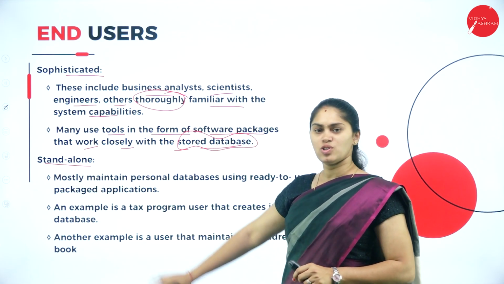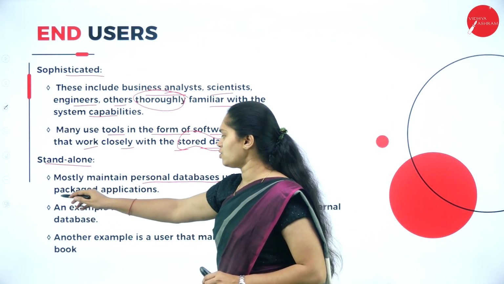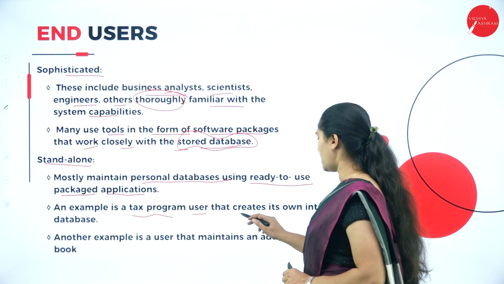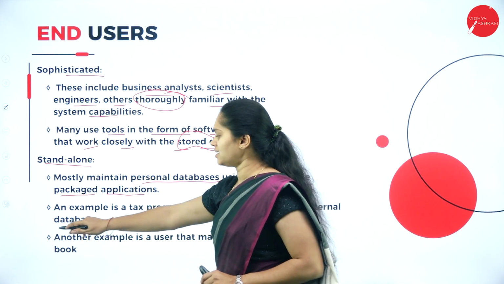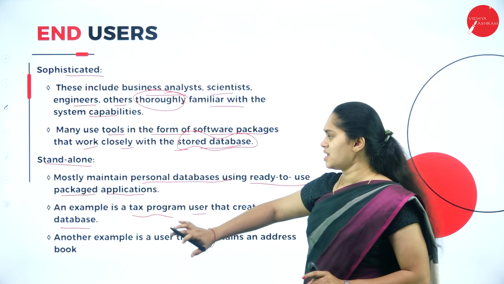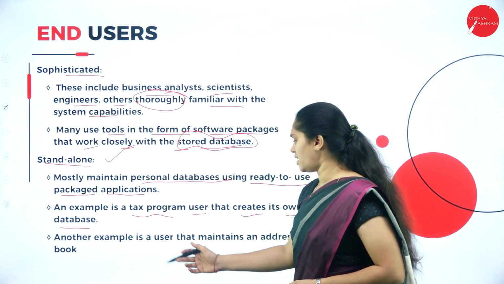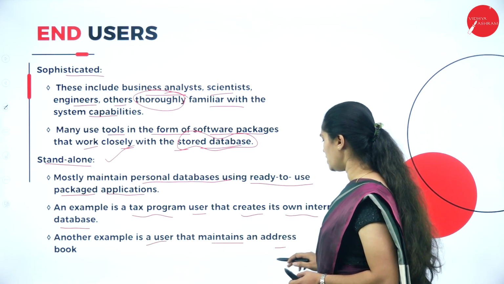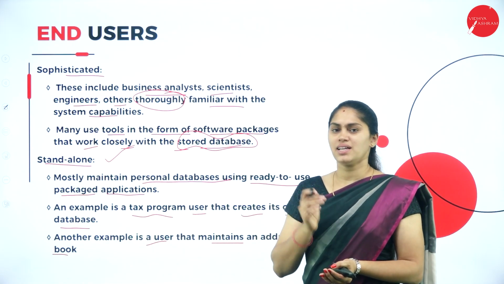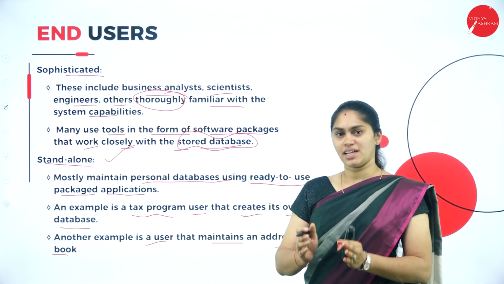At last, what we have? The standalone end user. These are the persons who maintain a database by making use of a ready-to-use packaged application. What is an example? A tax program user, who creates their own internal database. Also Google Photos and Google Drive. Whenever we use those, we become standalone users. Another example is a user who maintains an address book. Already they have a packaged application, and by making use of that, they get a benefit. So these are all the people associated with a database.